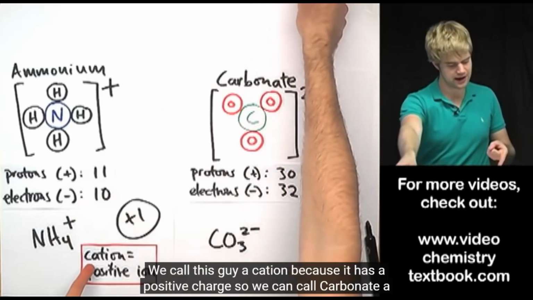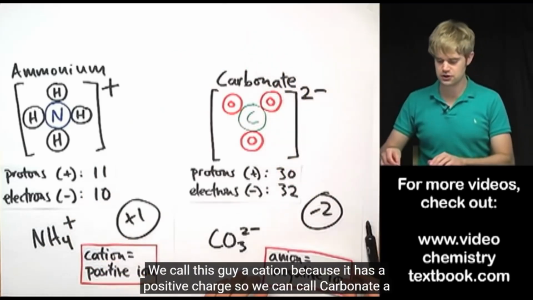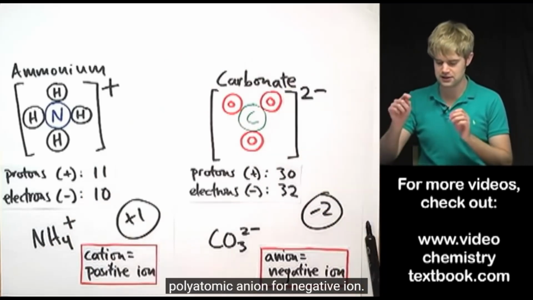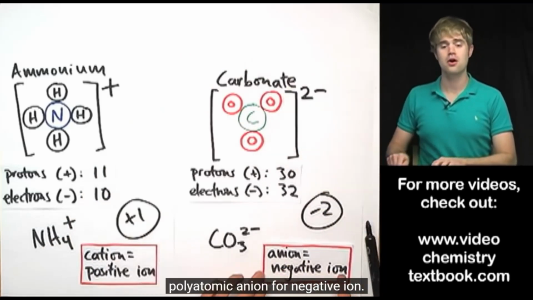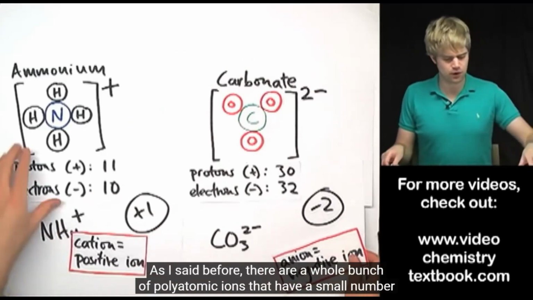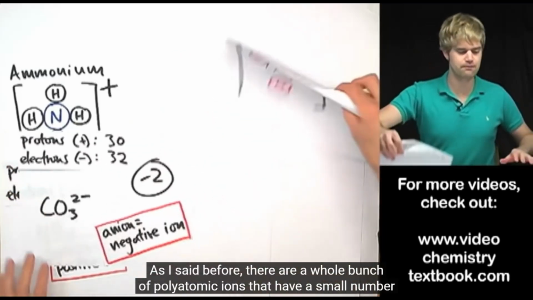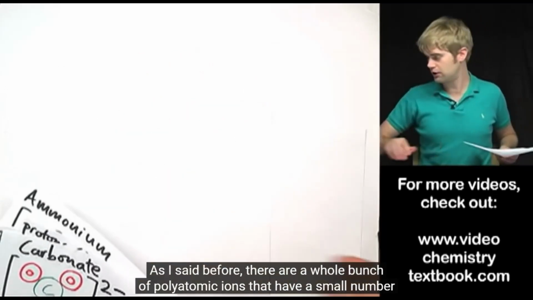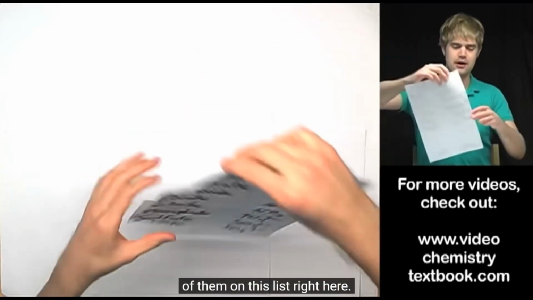We call ammonium a cation because it has a positive charge, so we can call carbonate a polyatomic anion, for negative ion. As I said before, there are a whole bunch of polyatomic ions. I have a small number of them on this list right here.